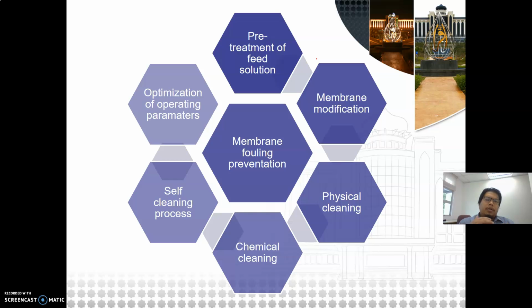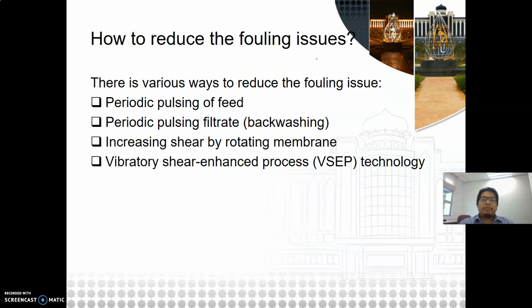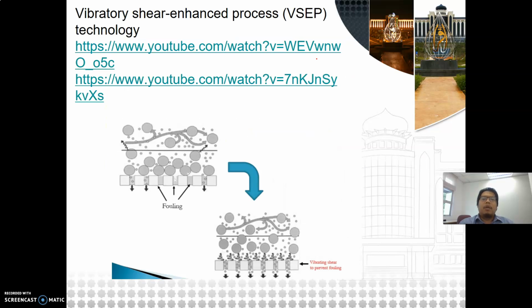So here are a few things that we can do to prevent the membrane fouling: periodic pausing of feed, periodic pausing with filtrate or backwashing, increasing shear by rotating the membrane, and also vibratory shear enhanced process technology. For example, you can refer to this YouTube video on the vibratory shear enhanced process technology.